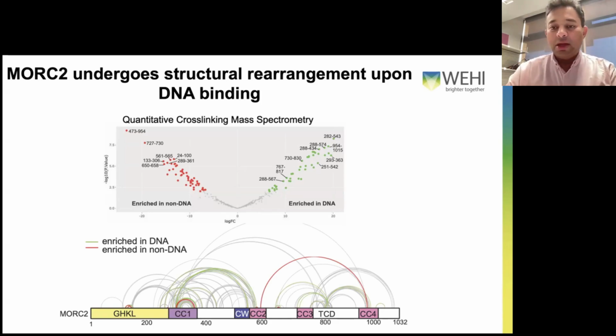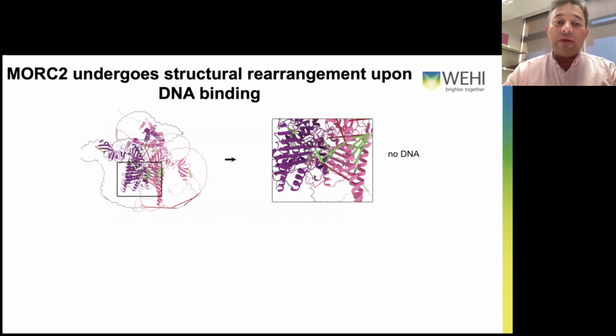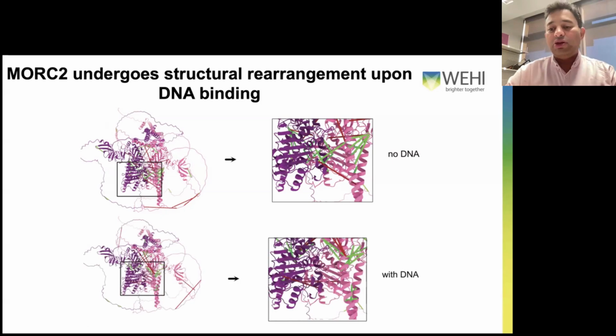But when we mapped it onto the structure, we can see that within the 2 protomers of a MOC2 dimer, there were a lot of cross-links between the 2 protomers in the absence of DNA. However, the moment you add the DNA, those crosslinks disappear. So what this tells you is that DNA binding is somehow relaxing that dimer of MOC2 or making it more flexible, and probably that's important for its role, which is implicated in chromatin remodeling.